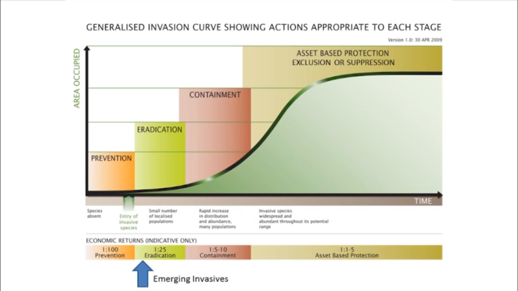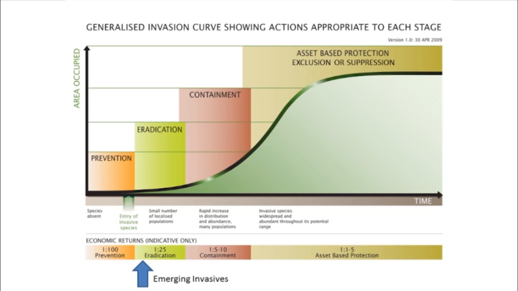So I thought I'd start out with the invasion curve and where these plants that I'm talking about are on the invasion curve. So for each species in a water body, they fall along this invasion curve here. So for example, in the Mohawk River, water chestnut would be way up here where it's very common and you could only exclude it or suppress it. You couldn't get rid of it. And then maybe hydrilla would be somewhere down here where you could still contain it or even eradicate it.